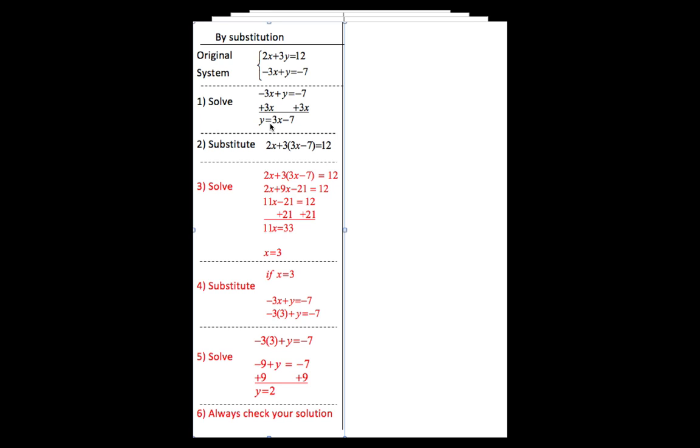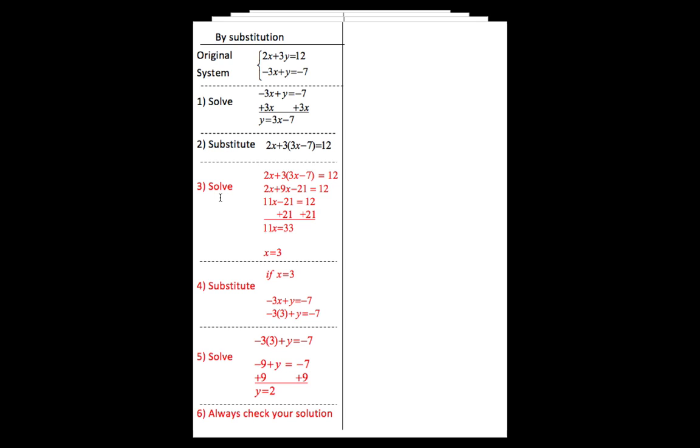So when I substitute the value of y into the top equation, I end up with 2x plus 3 times the quantity 3x minus 7 equals 12. Effectively taking an equation that started with two variables originally and eliminating one of those variables, so that my next step would then be to solve for the value of that one remaining variable.